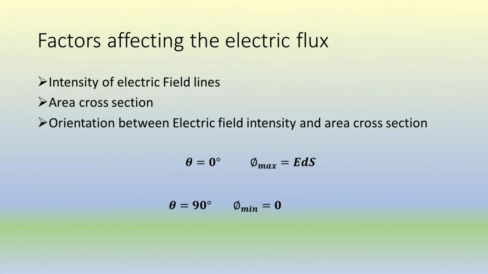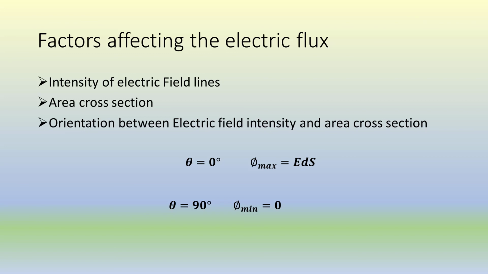Now, electric flux depends upon three factors. First, the intensity of electric field lines. If the intensity of the electric field line increases, the value of electric flux will also increase. Second, the area cross section. If the area cross section increases, then the magnitude of flux will also increase. And the third and most important, the orientation between electric field intensity and area cross section.